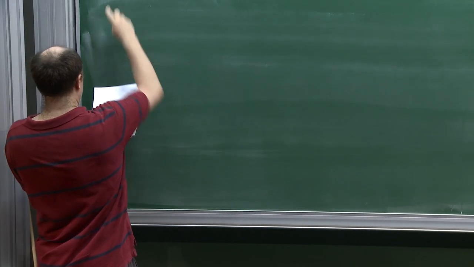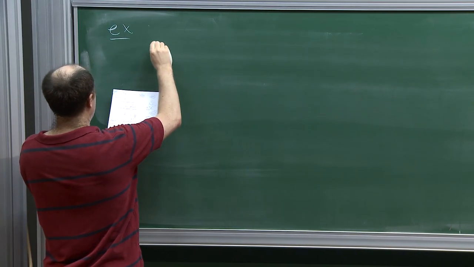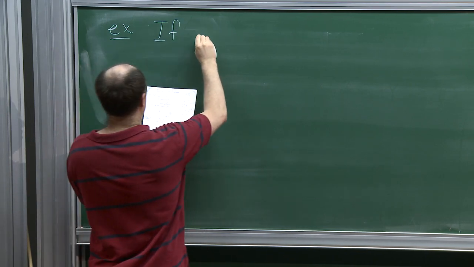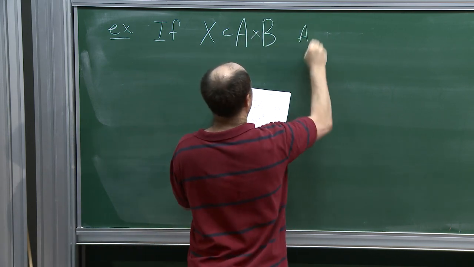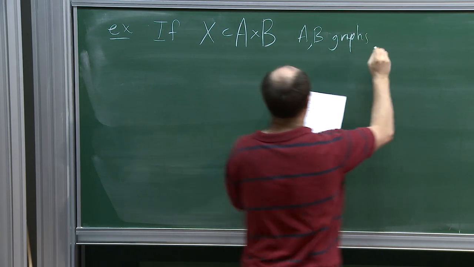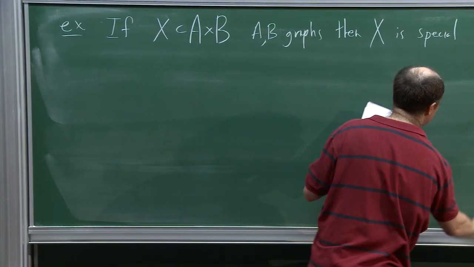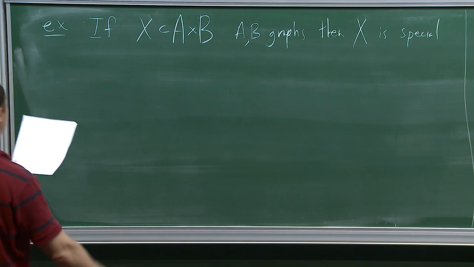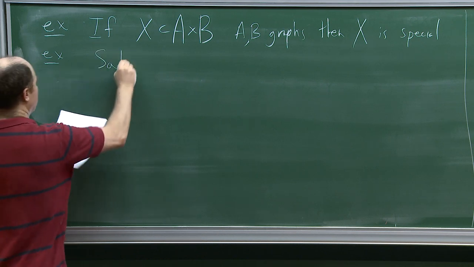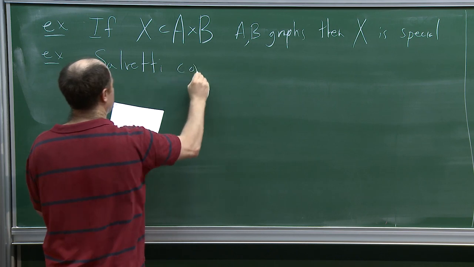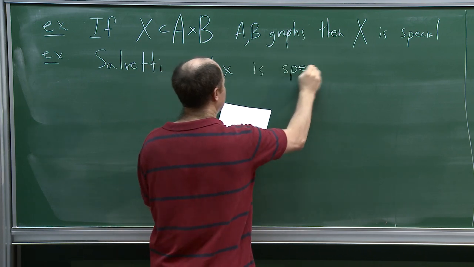Let me mention. So at least I'll mention an exercise. I should give an example. I'll give one in a moment. So among our exercises, if X is contained in the product of 2 graphs, then X is special. Okay, so now at least you know that we're not talking about the empty set over here, right? Any graph is special. Also an exercise, the Salvetti complex of a rag is special.